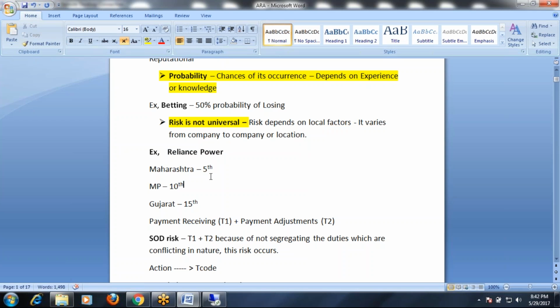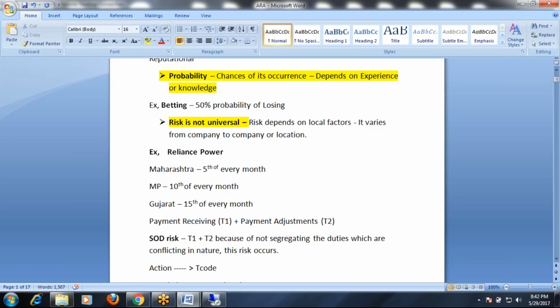Maharashtra's due date is the 5th of every month, and the respective dates you can see below: the 10th of every month and the 15th of every month. So these are the due dates. Maharashtra has to pay the bill on the 5th of every month, Madhya Pradesh on the 10th, and Gujarat on the 15th of every month.